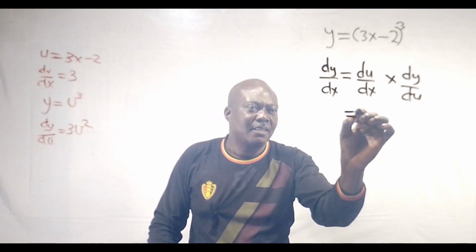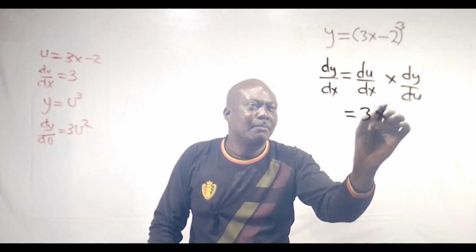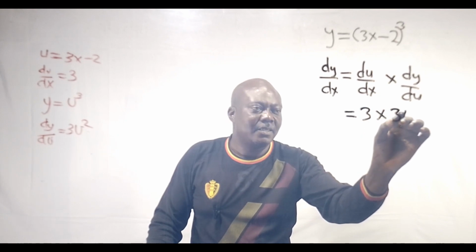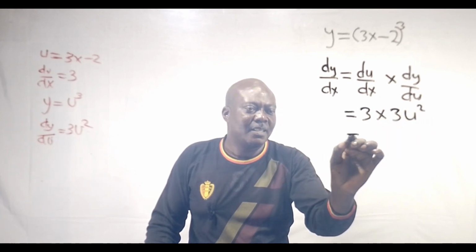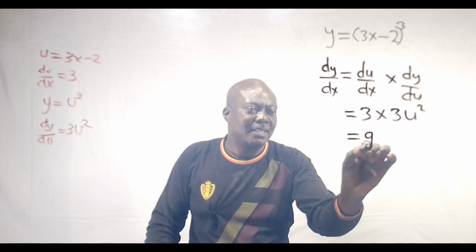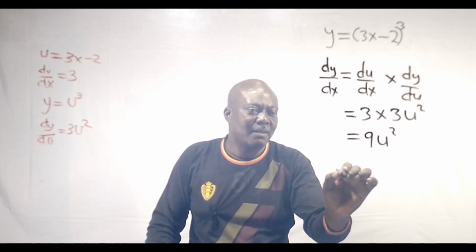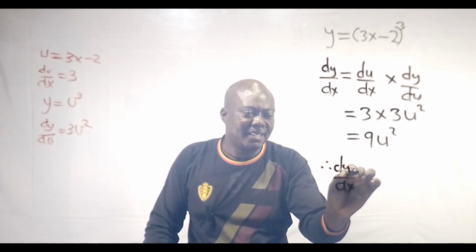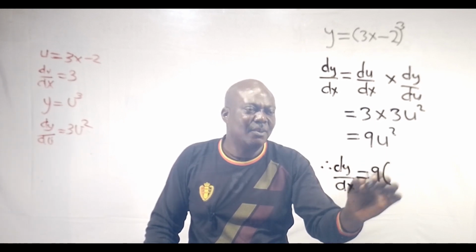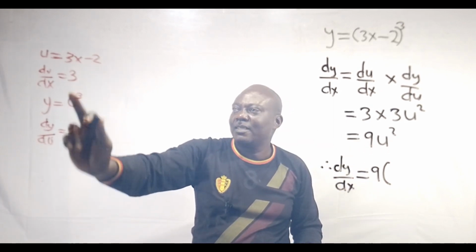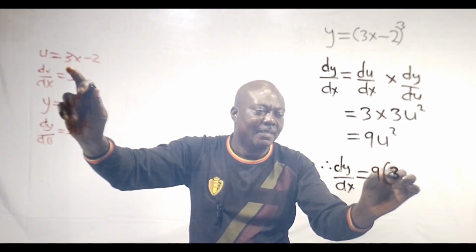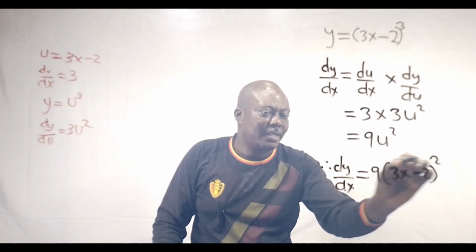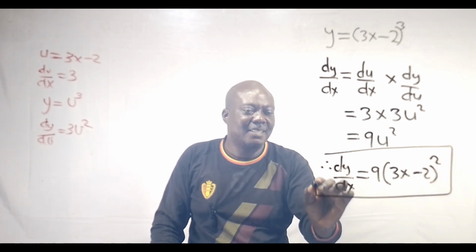du/dx here is 3 multiplied by dy/du, which is 3u squared, and it gives us 9u squared. Therefore, dy/dx will be equal to 9 into, what is our u? Our u given here is 3x minus 2 whole squared. That is the final answer.